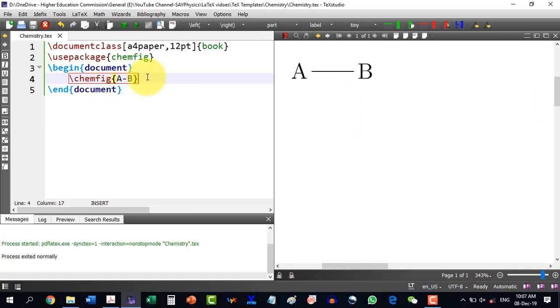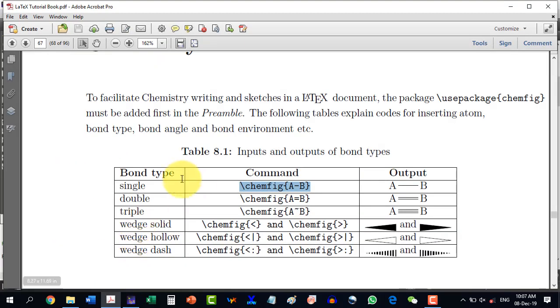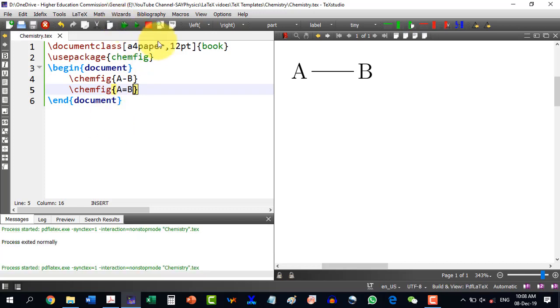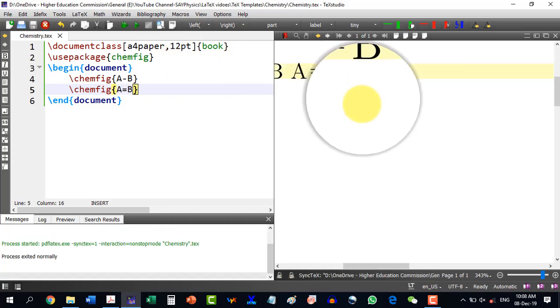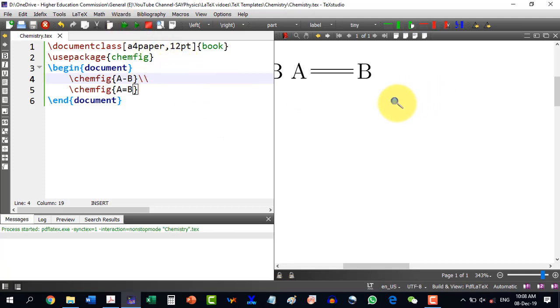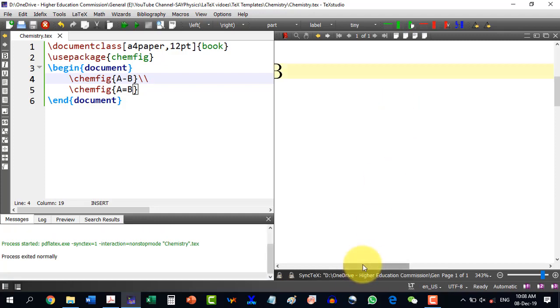Now we can move to the next command. For a double bond, we will have to write \chemfig and then A=B. So I write \chemfig, then the curly brackets, and here I write A=B, A double bond B, and now I build it, and it is A double bond B. I place enter here, and it will be on a new line, and this is equal to AB.